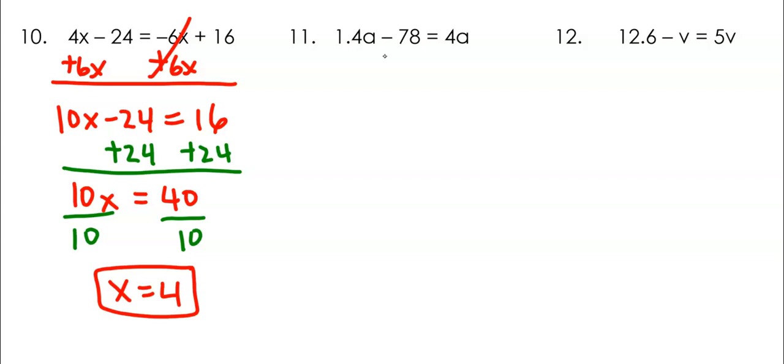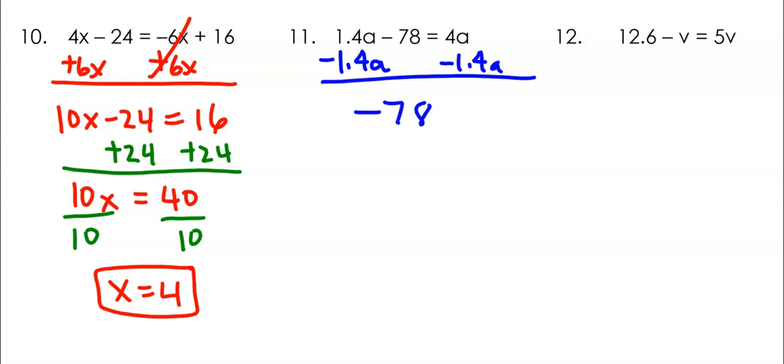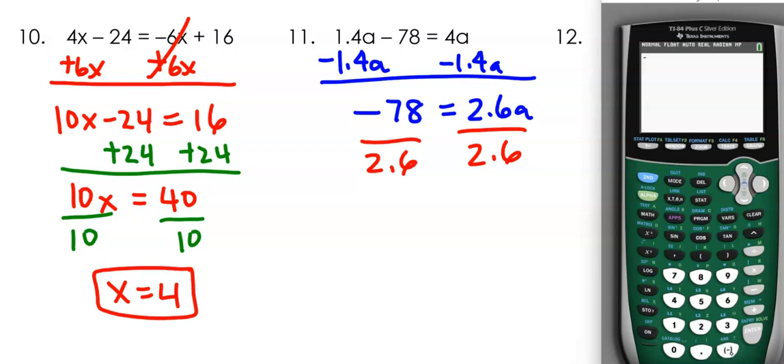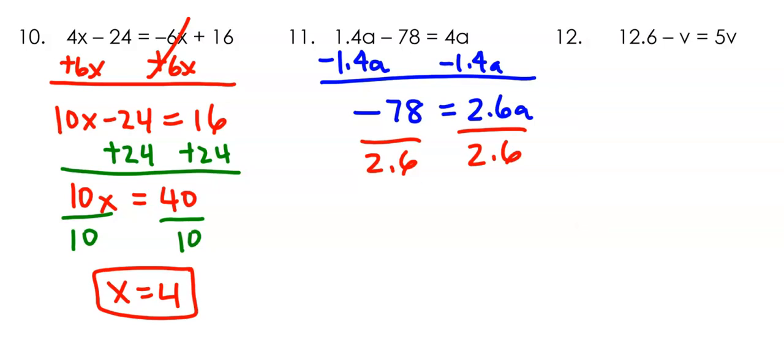This one has some decimals in it, but that's okay because you can use a calculator. Whoops. You can't add 78 because this item has a variable. So that means I have to subtract 1.4a from both sides, leaving me with negative 78 equals 2.6a. Next step, divide by the coefficient, 2.6. Pick up my calculator and type negative 78 divided by 2.6 equals negative 30. So negative 30 is equal to a.